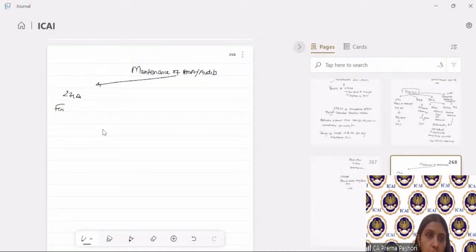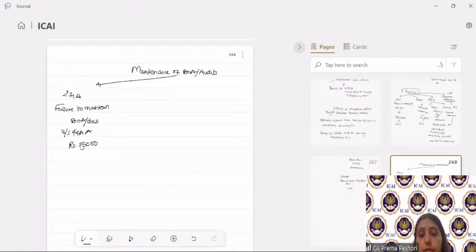So if you fail to maintain books of accounts or documents as per 44A, then in that case, what will happen? You will have a penalty under section 271A, which is rupees 25,000. Is that clear? So the penalty is rupees 25,000. Clear?